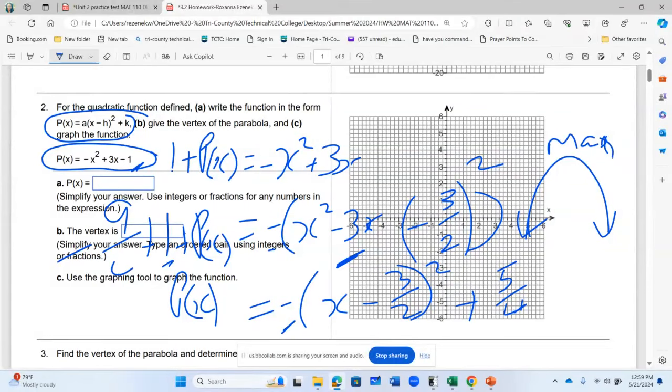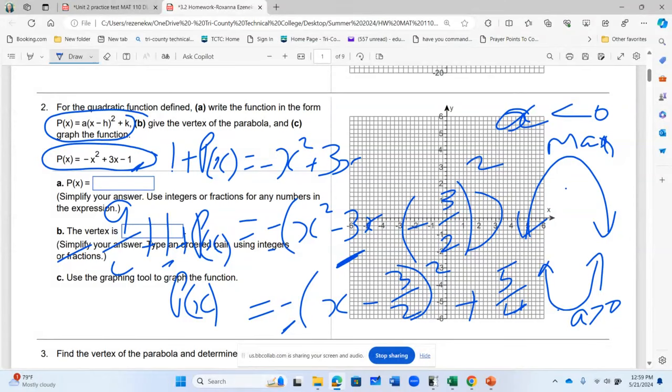If the leading coefficient is positive, the graph has a minimum, concave up. So when the leading coefficient A is greater than 0, we have a minimum. When the graph is concave down, it's a maximum, and our leading coefficient A is less than 0.